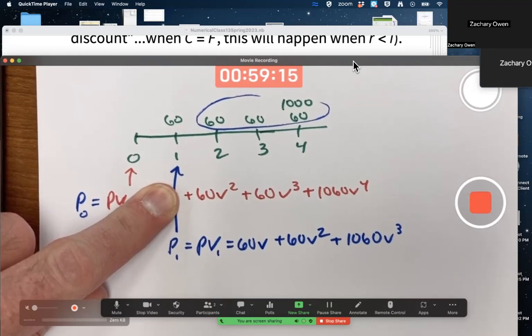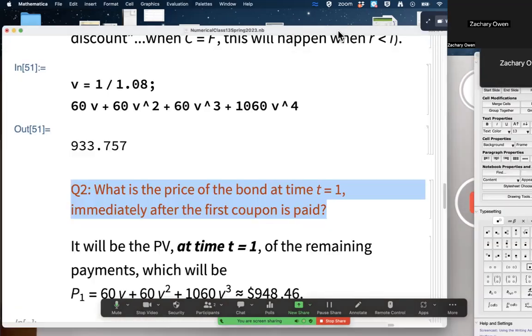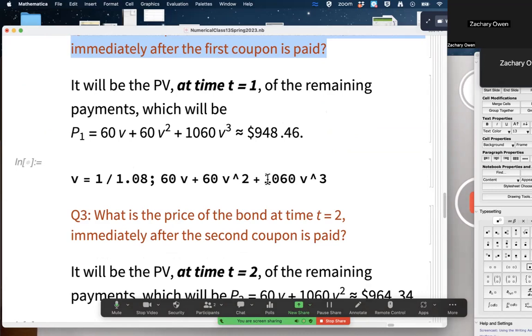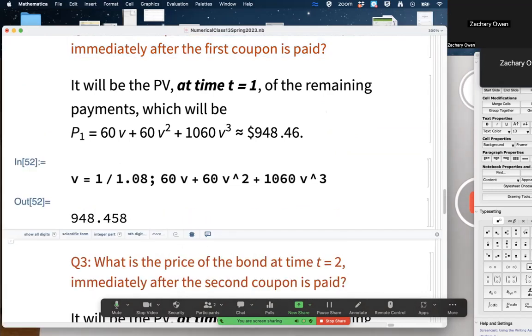Mathematically, what should this price be? Maybe you don't have much intuition about what it should be. We can compute it. It is $948.46, using the same yield rate, 8%. So it's a little bit bigger than the previous one. The price has gone up a little bit.